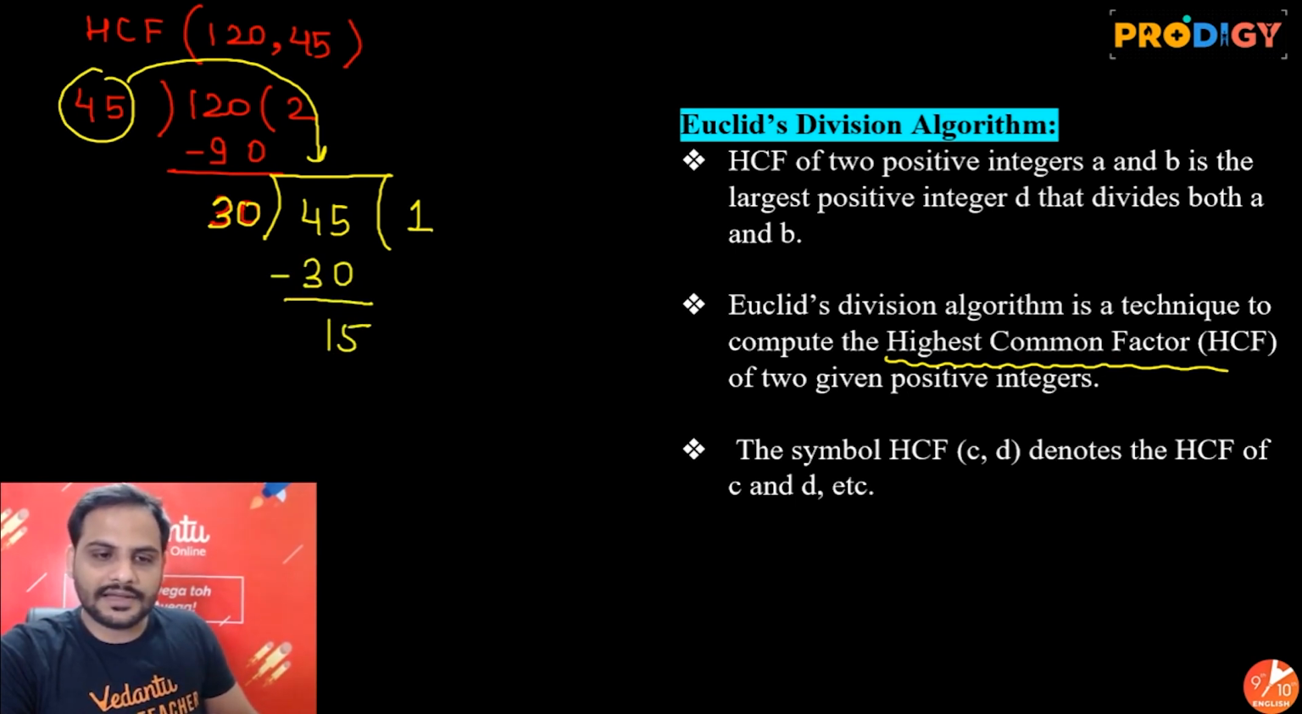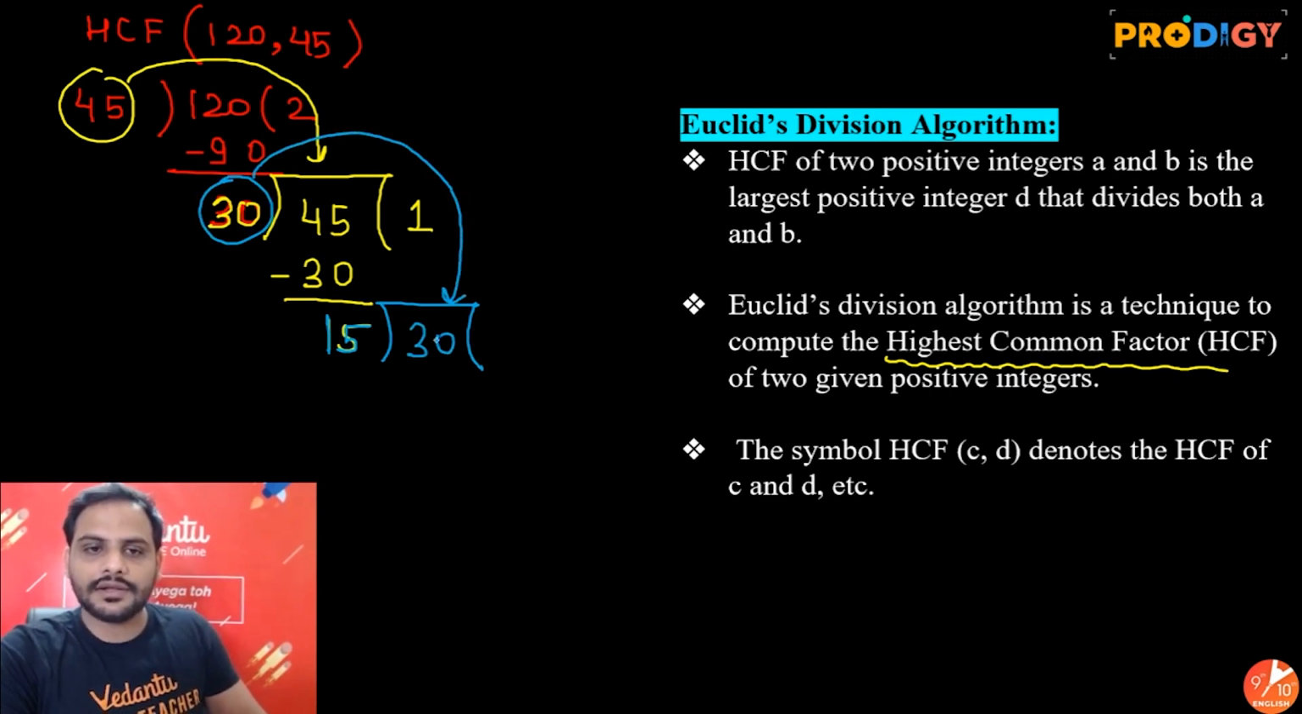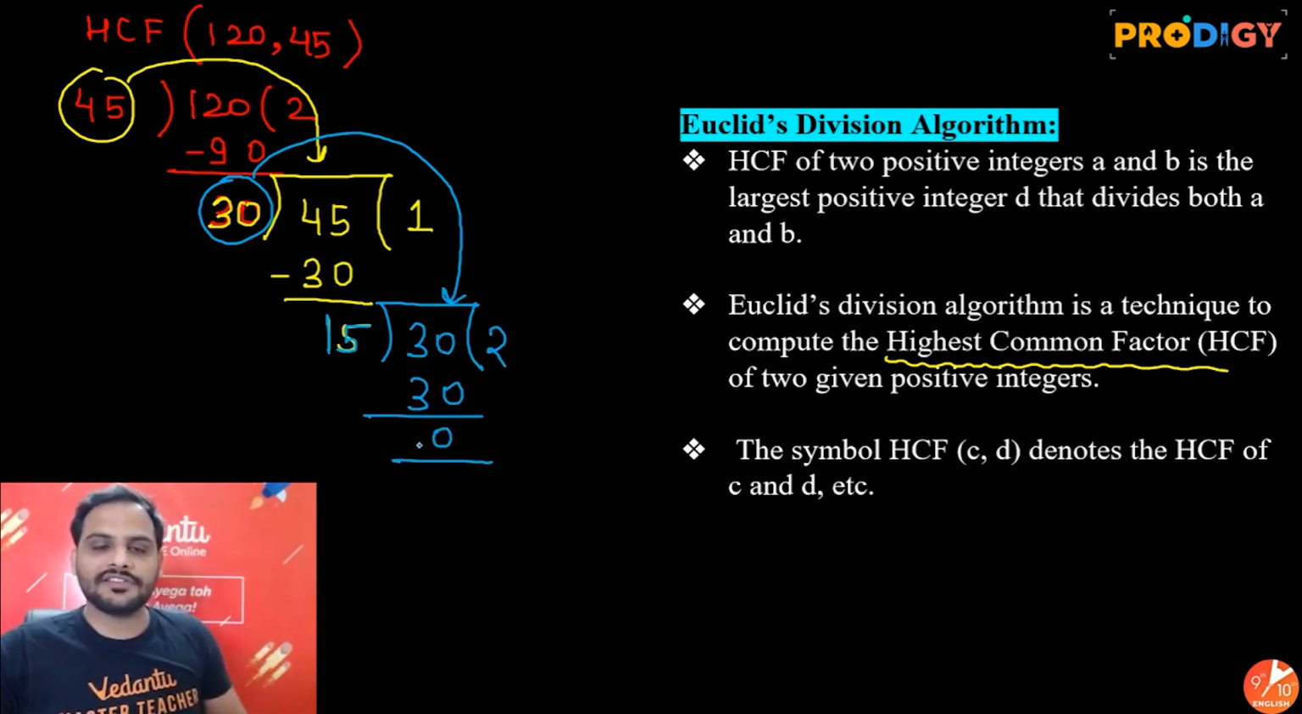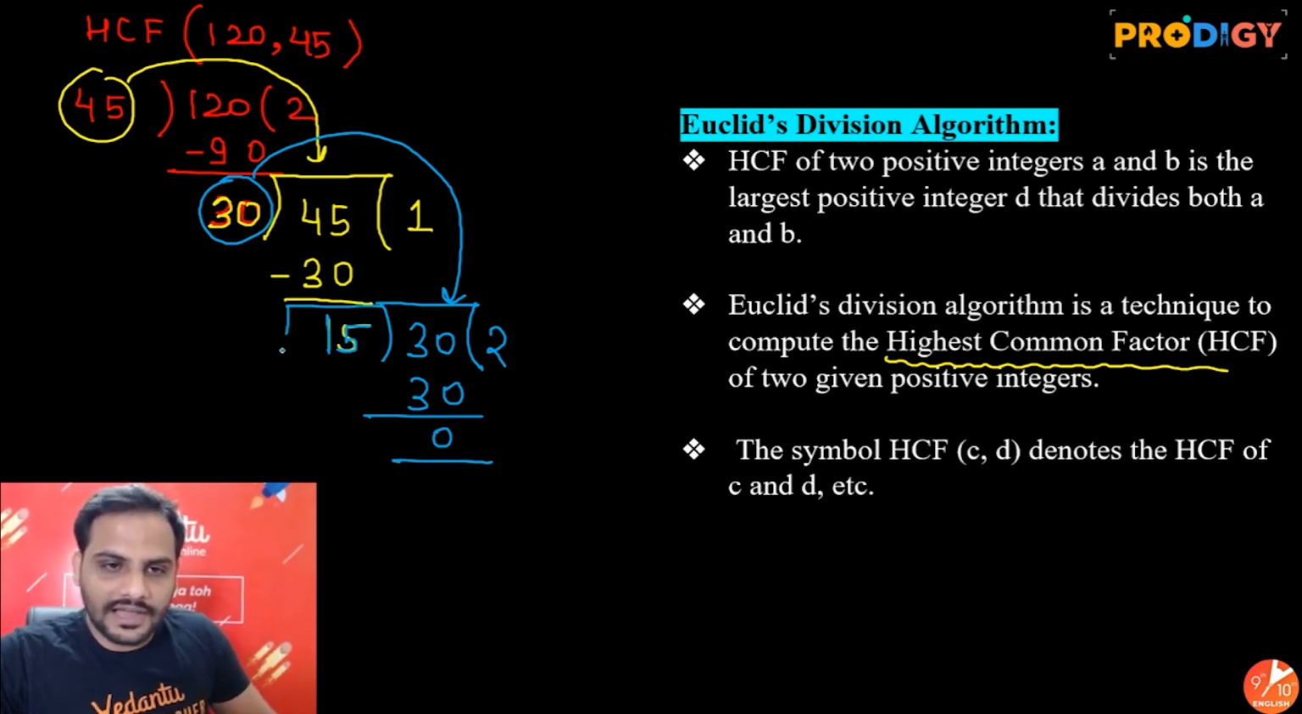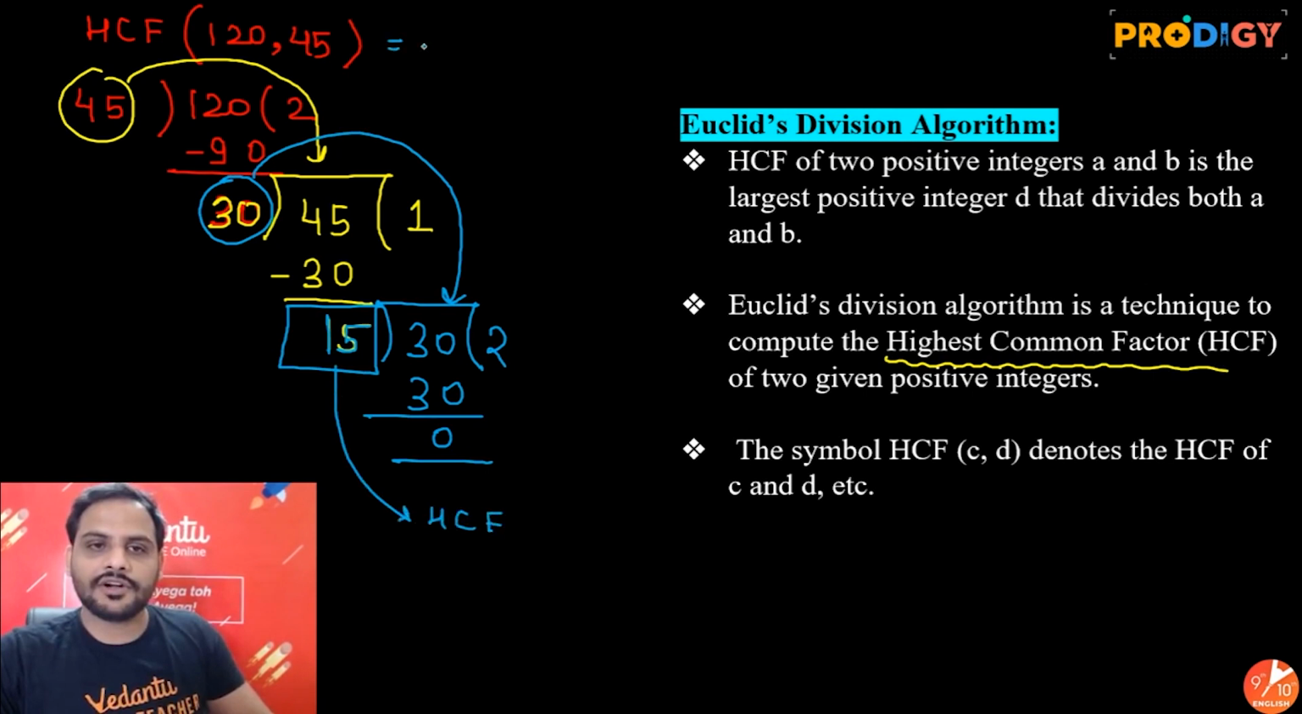Now in the second step, beta, the remainder is still not 0. So continue this step. Now this 15 will be my divisor and the dividend will be the divisor of the previous step, so it will be 30. And then 15 twos are 30. The remainder is 0. Stop the division. The divisor of the last division, 15, will be my HCF. So the HCF of 120 and 45 is 15. As simple as that.